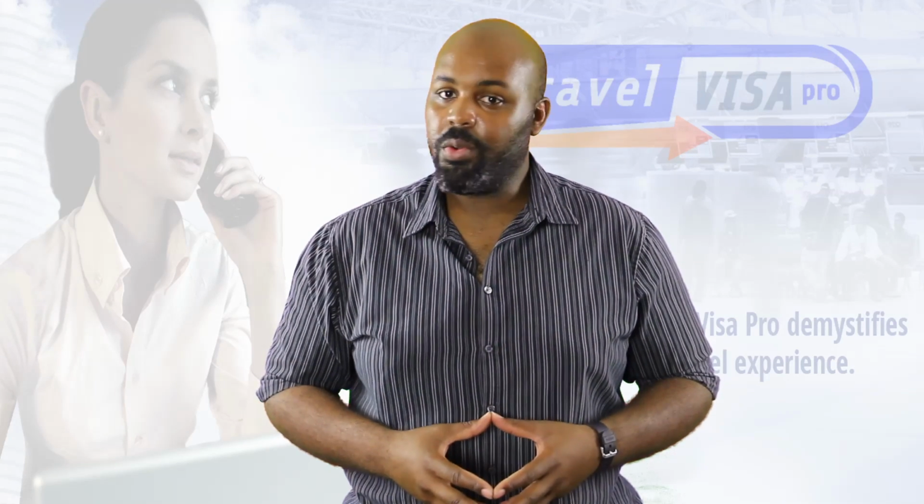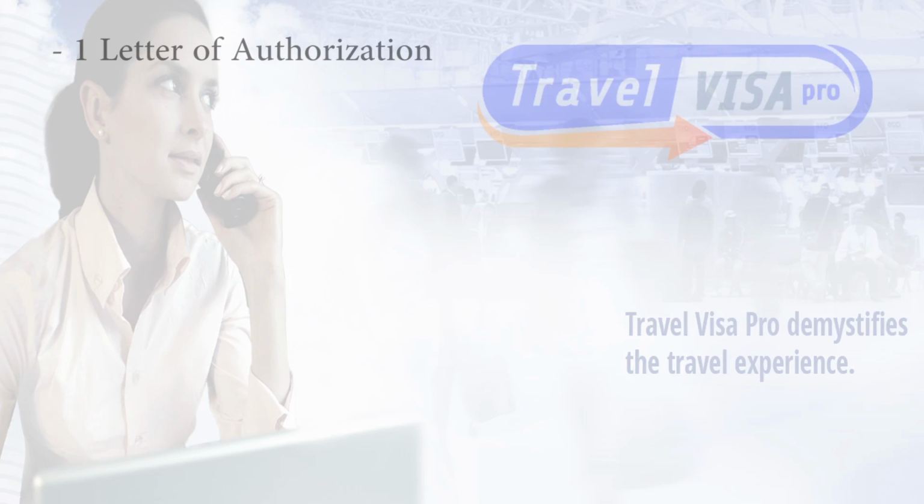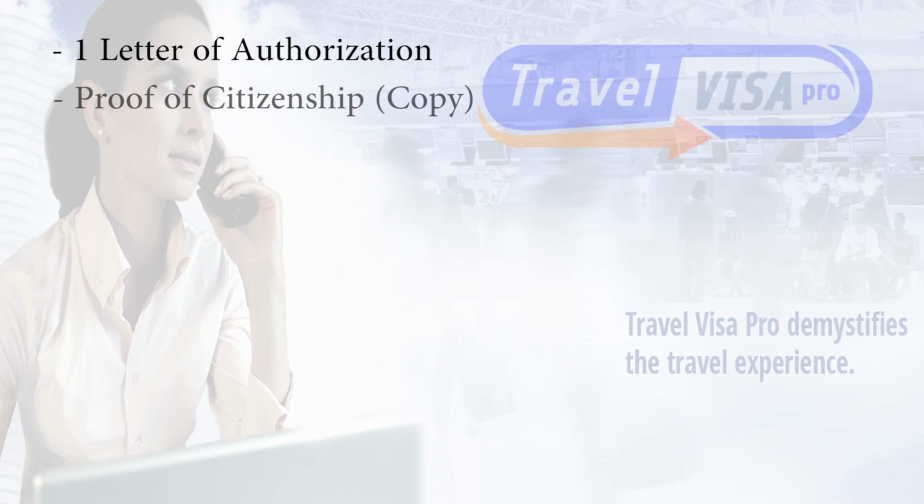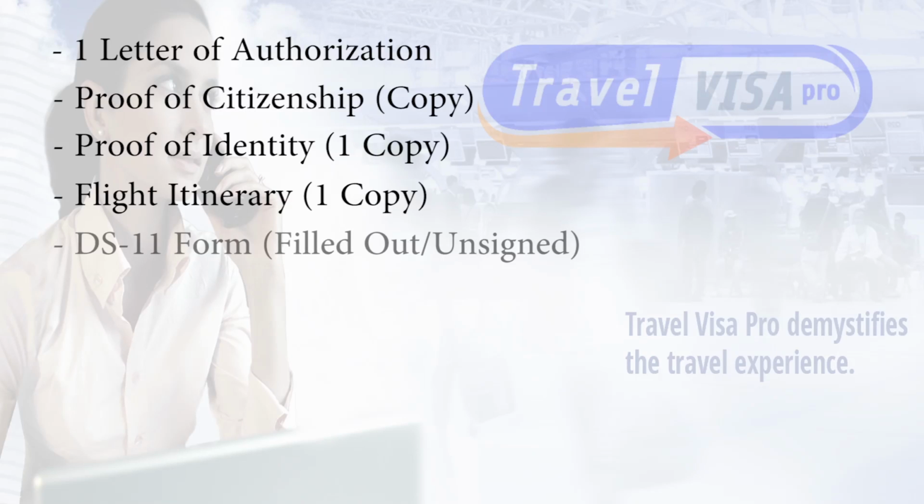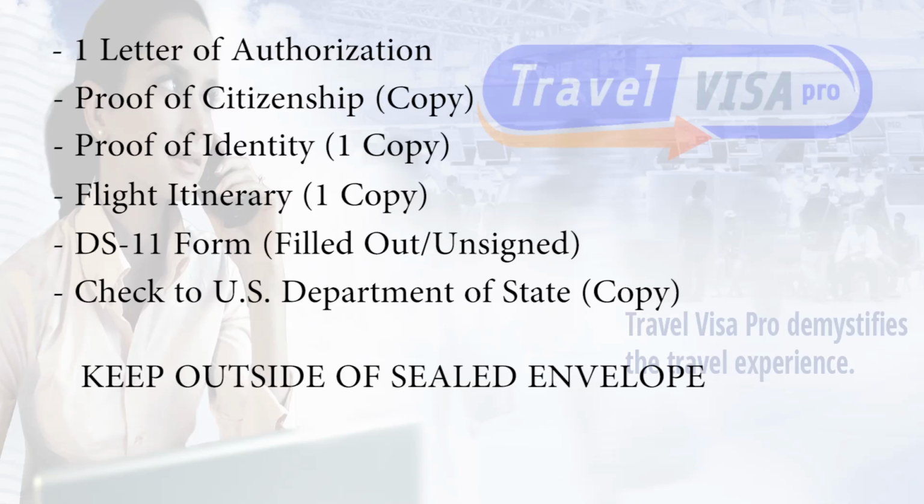And here's what you'll want to hold on to. The other authorization letter, your copy of your proof of citizenship, your proof of identity, your flight itinerary, a copy of the DS-11 form that is filled but unsigned, and a copy of the check. You must make a copy of the check and place it on the outside of the sealed envelope. Passport applications received without a copy of the check outside of the sealed envelope will not be submitted. There are no exceptions to this.